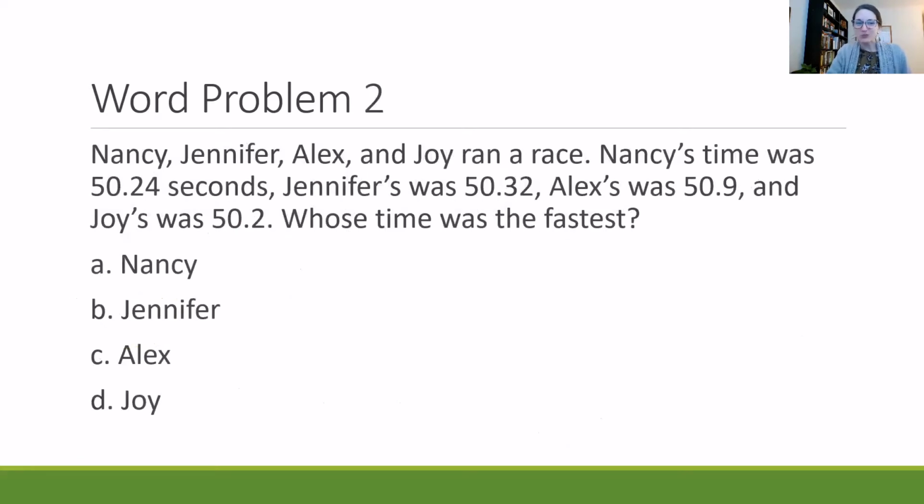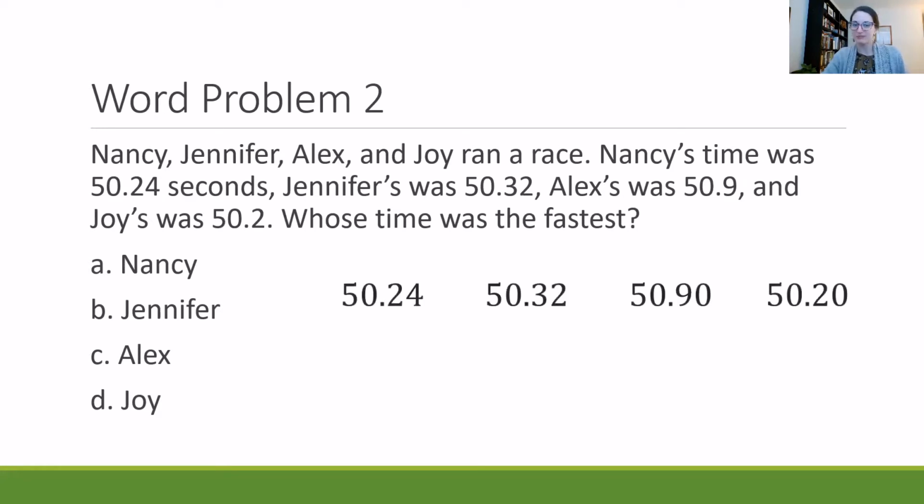For word problem 2, it says Nancy, Jennifer, Alex, and Joy ran a race. Nancy's time was 50.24 seconds, Jennifer's was 50.32 seconds, Alex's was 50.9 seconds, and Joy's was 50.2 seconds. Whose time was the fastest? So you can see here one of the things that may draw your attention immediately are the numbers, and that's going to be important information for us to look at. In this case, it's asking us who is the fastest.